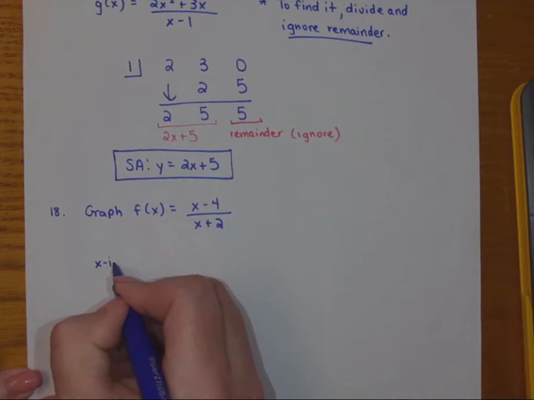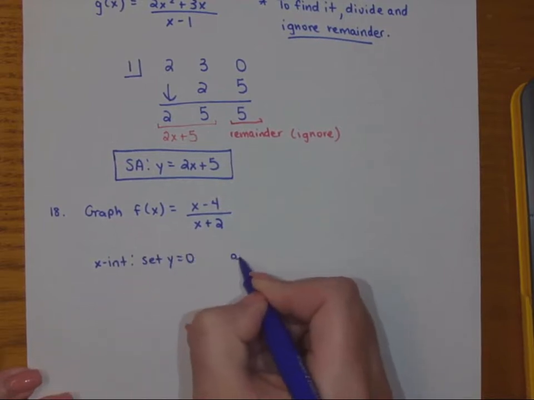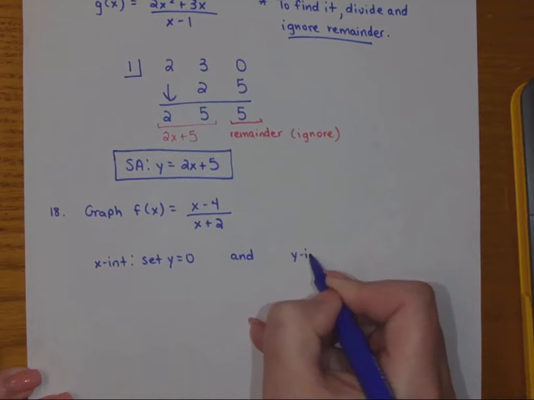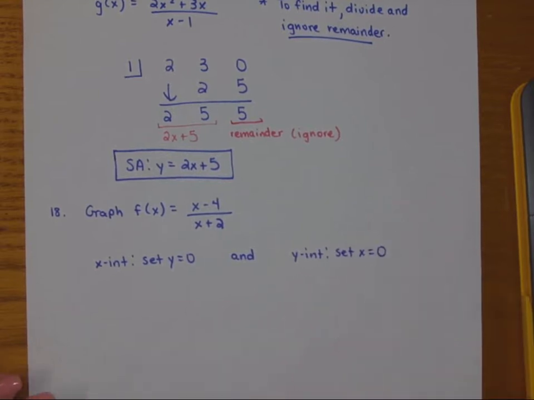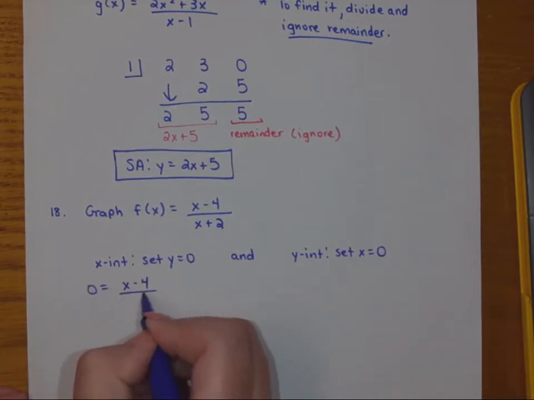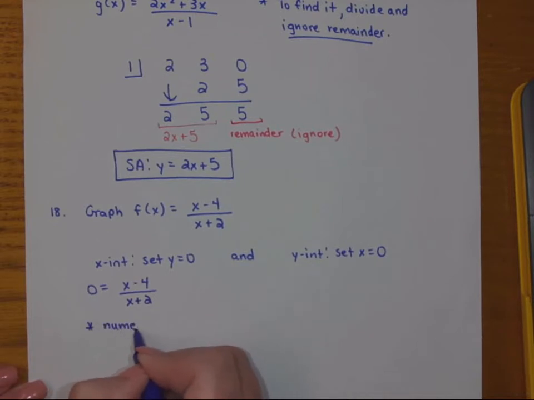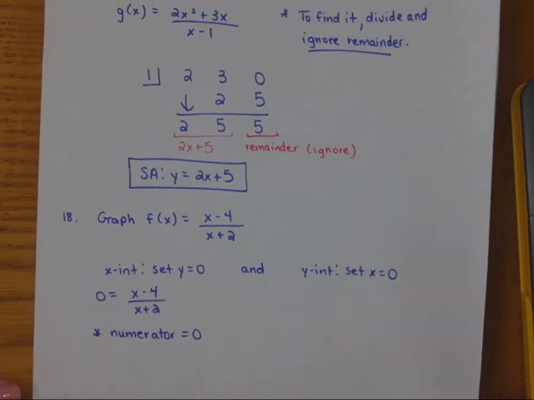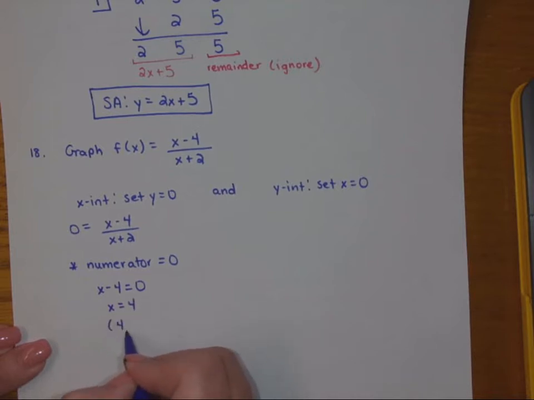So for the x-intercepts, we set y equal to 0. And for the y-intercept, we set x equal to 0. So we're going to set y equal to 0 here. But when you're trying to find a fraction equal to 0, remember you just really need to set the numerator to 0. Okay, 0 over anything is just 0. So if I set x minus 4 equal to 0, I get 4, okay, which is the point 4 comma 0.